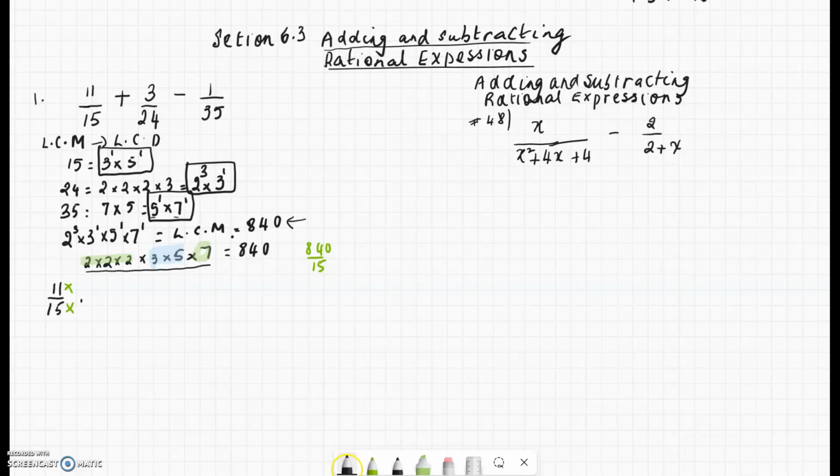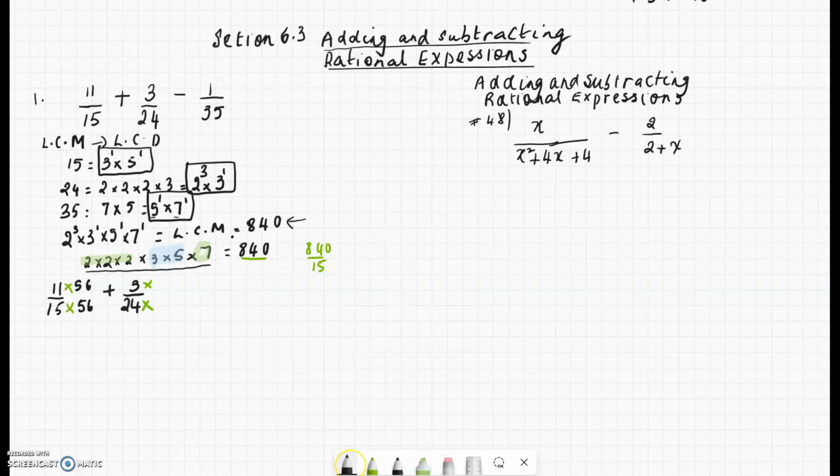Use your calculator if that's what you want to do. But some of these things can be done quicker just by hand. Now I have to go 3 over 24. 24 times what is 840, which is supposed to be our common denominator.